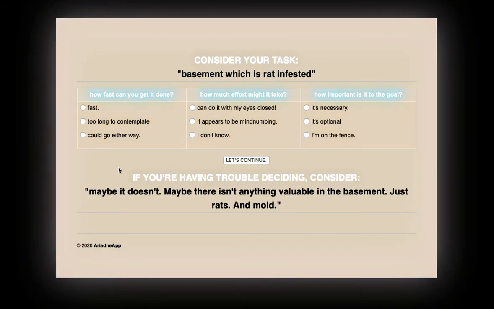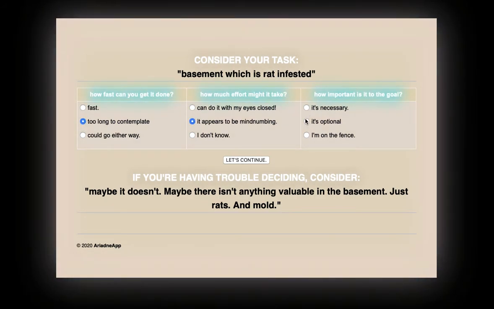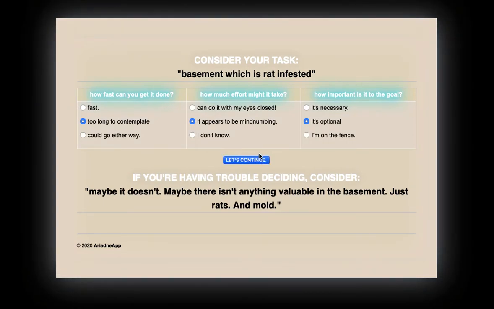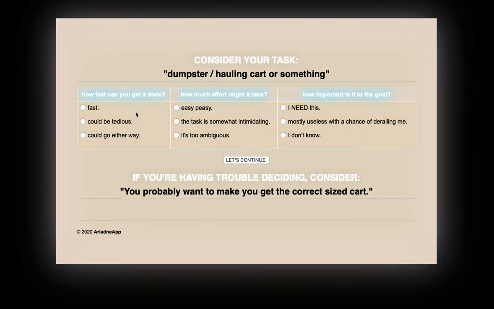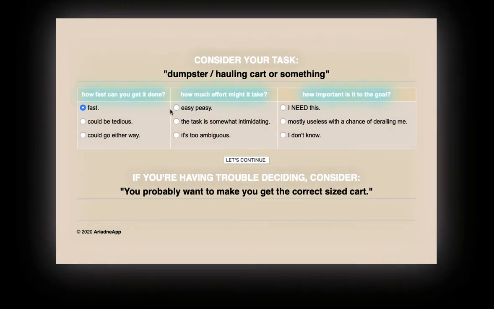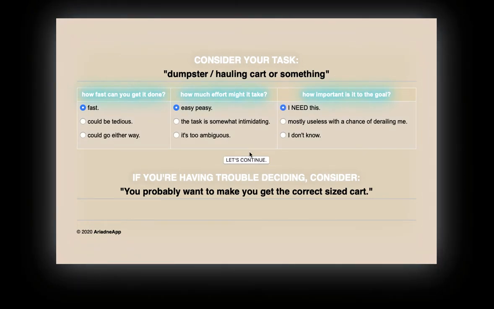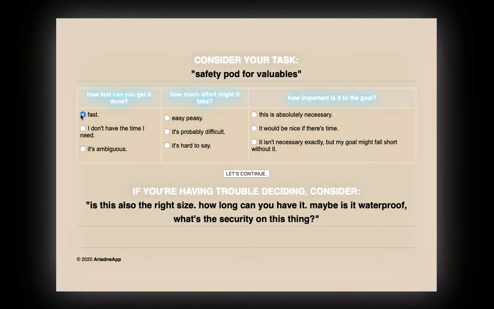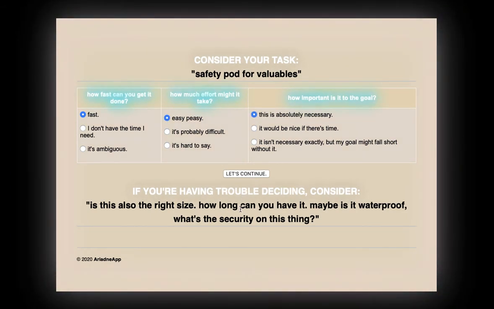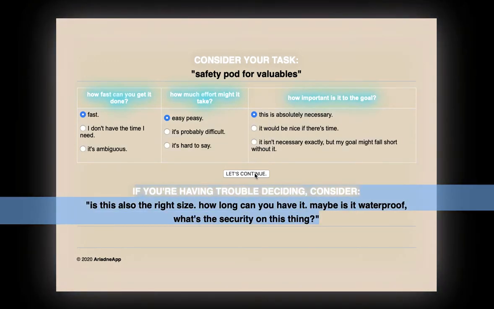Basement. Too long to come. Mind-numbing. Optional, because if nothing's valuable down there, then it's optional. Dumpster, holding cart, or something. That's probably pretty quick. You just make a call, and you need it. Safety pods. Just make a call. Absolutely necessary. And again, if you can't decide, this stuff here is to help you decide.